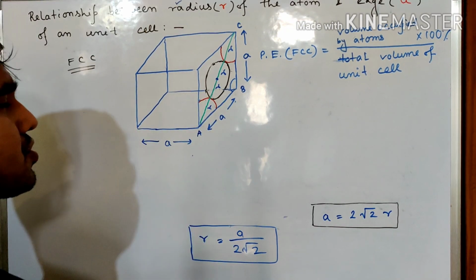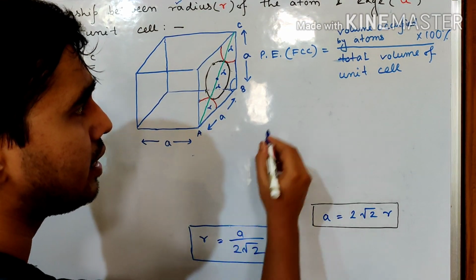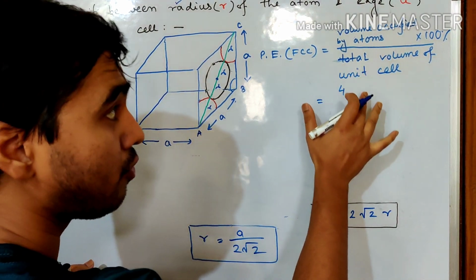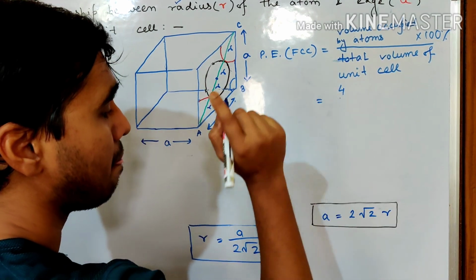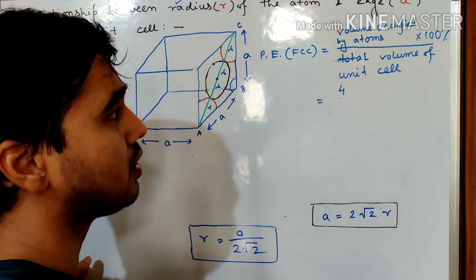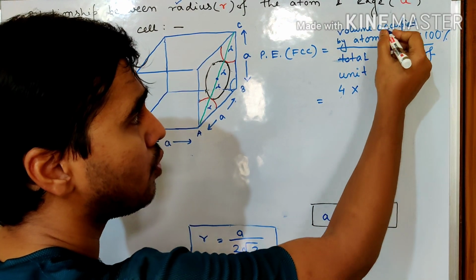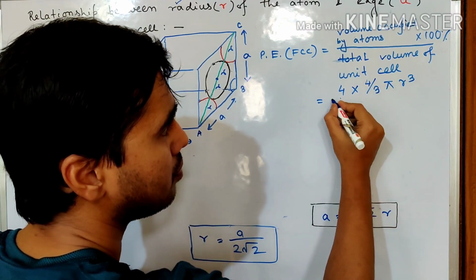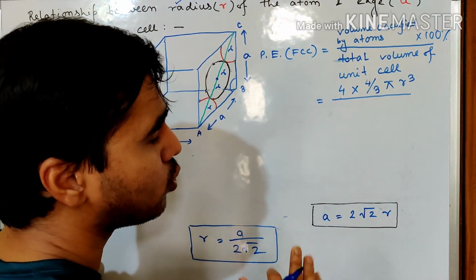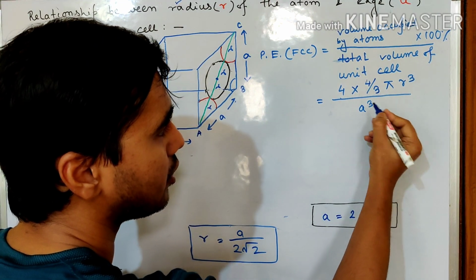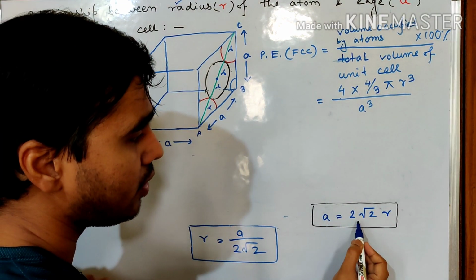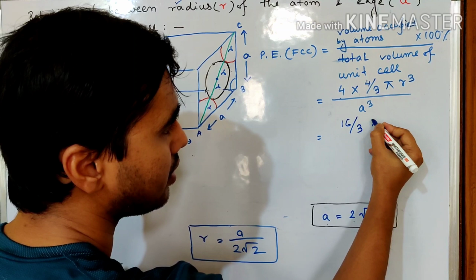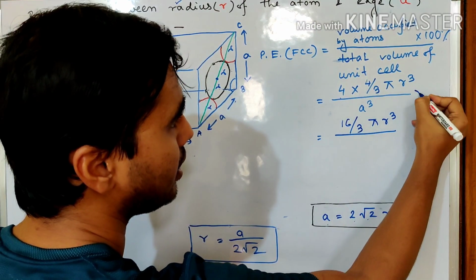So in FCC structure we have calculated earlier already that the number of atoms present in a unit cell is 4. You can see the previous videos for that. Into the volume occupied by each atom, that is 4 by 3 pi r cube, divided by the total volume of unit cell, that is a cube. Now a value is 2 root 2 r. So here you can write 16 by 3 pi r cube divided by, into 100, of course.